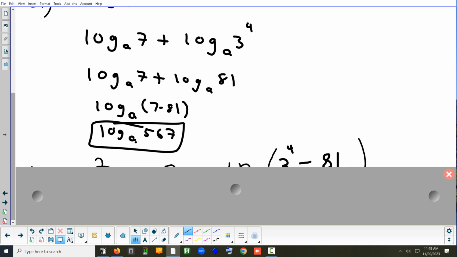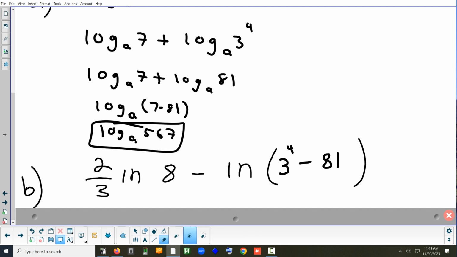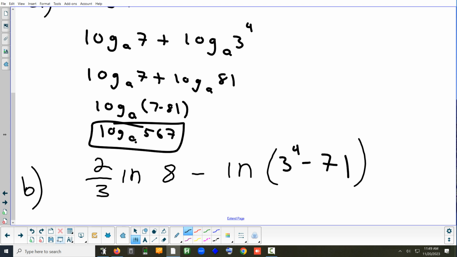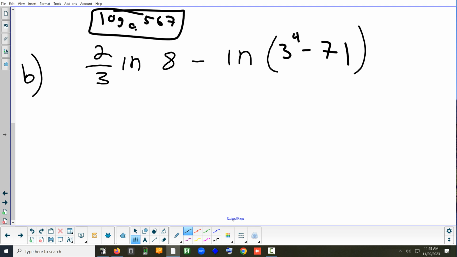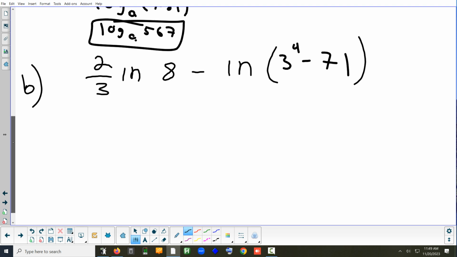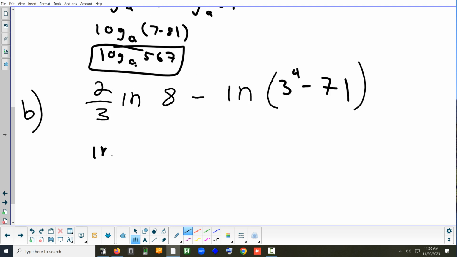All right, let's try this one. Let me fix that. Okay, what's the first thing I could do with my first logarithm? Yep, 8 to the 2/3.